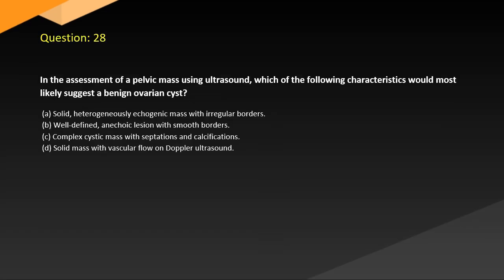Question 28. In the assessment of a pelvic mass using ultrasound, which of the following characteristics would most likely suggest a benign ovarian cyst? A. Solid, heterogeneously echogenic mass with irregular borders. B. Well-defined anechoic lesion with smooth borders. C. Complex cystic mass with septations and calcifications. D. Solid mass with vascular flow on Doppler ultrasound.